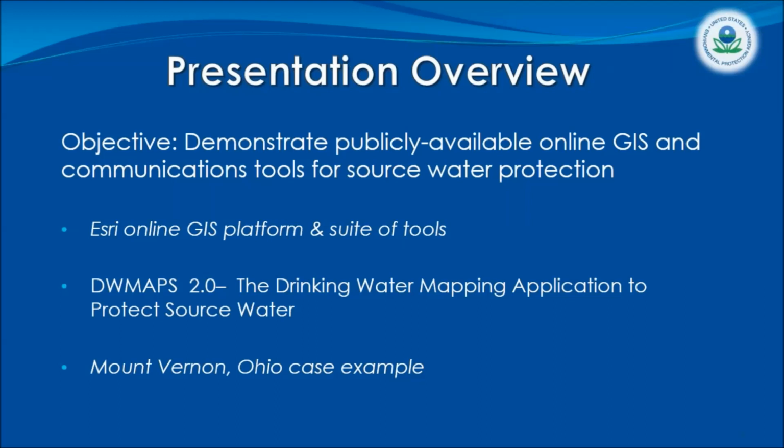Primarily of those tools will be DWMAPS 2.0, and that stands for the Drinking Water Mapping Application to Protect Source Water. And that's EPA's updated mapping tool that's now based on the ESRI platform. For the purposes of today's demo, I'll demonstrate how DWMAPS and the other ESRI tools can be applied for source water protection. And I'll use a hypothetical example from Mount Vernon, Ohio, which is a small town in central Ohio, and also where I went to college.